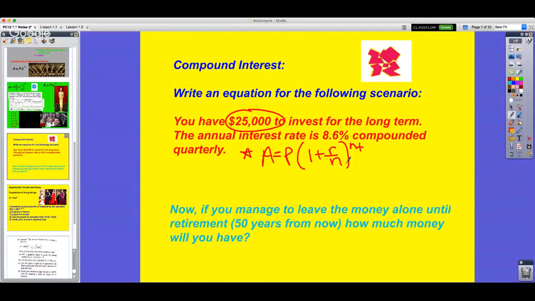Nicely done. That's my initial amount, right? 25,000. Good. So we're going to plug 25,000 in for P. Now, what else do we know? And what do I put in? 8.6, right? 0.086, okay, because that's the rate. We have to put it as a decimal. What is N? 4. Why? Good, because it's quarterly, we're going to put 4 in for N.